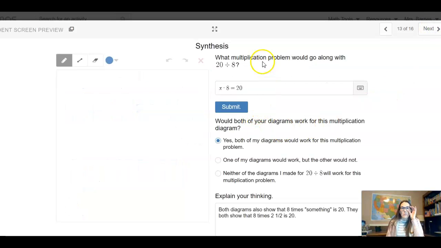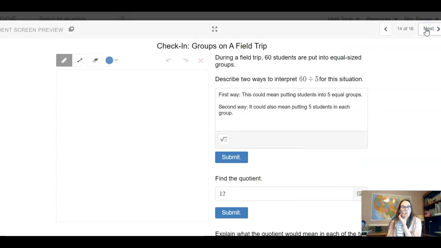On slide 14, the multiplication problem here would be something times 8 is 20. Yes, both of my previous diagrams work for this. They both show that something times 8 is 20. They both show that 2.5 times 8 is 20 in their own ways. So those would all be equivalent, meaning they're talking about the same situation.